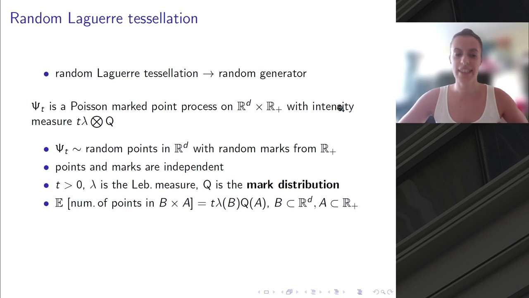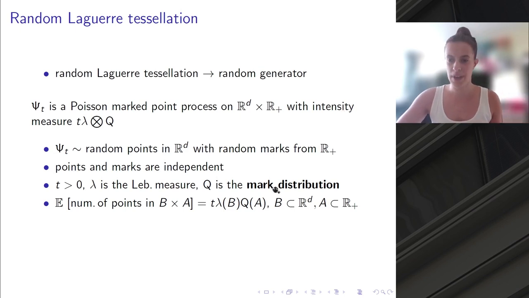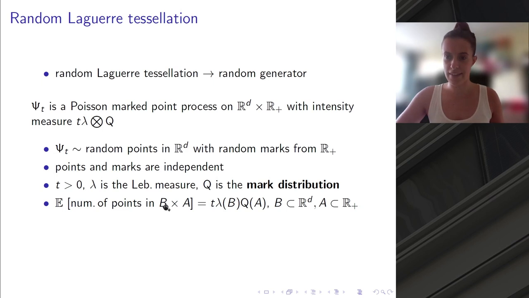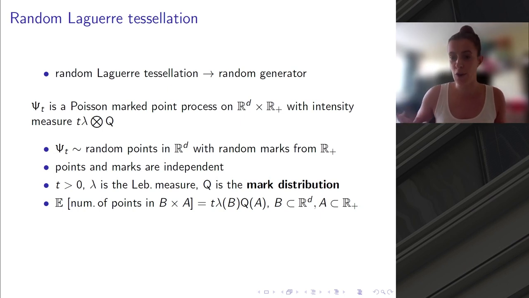And so the intensity measure basically tells you how many points you get to expect in certain sets. So if we take a set B, a bounded subset of R^d, and we take some set A of our weights, so we can imagine some interval here, then the expected number of points whose locations lie in B and whose weights are from A is equal to t times the Lebesgue measure of the set B times Q of A, where Q is called the mark distribution, and it is exactly what it is called. It is the distribution of the i.i.d. marks that we are assigning to the points.